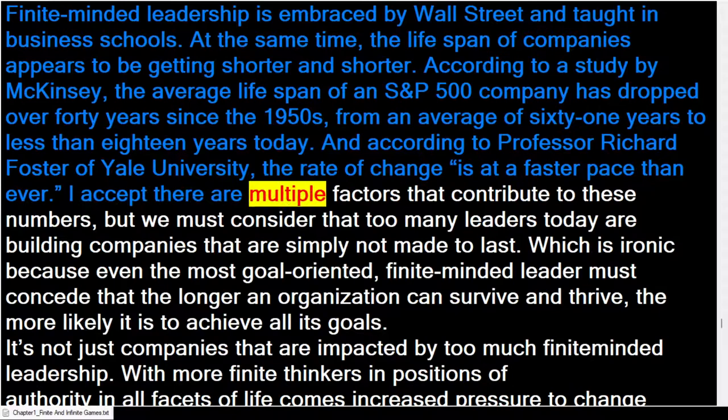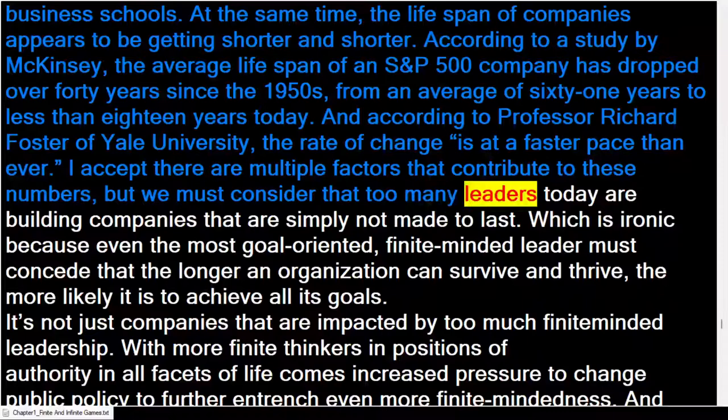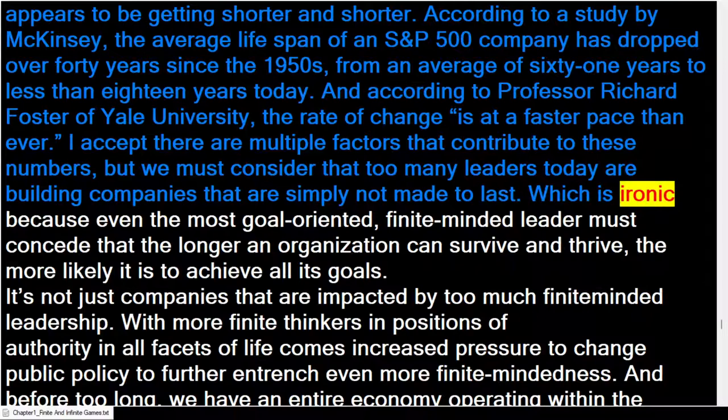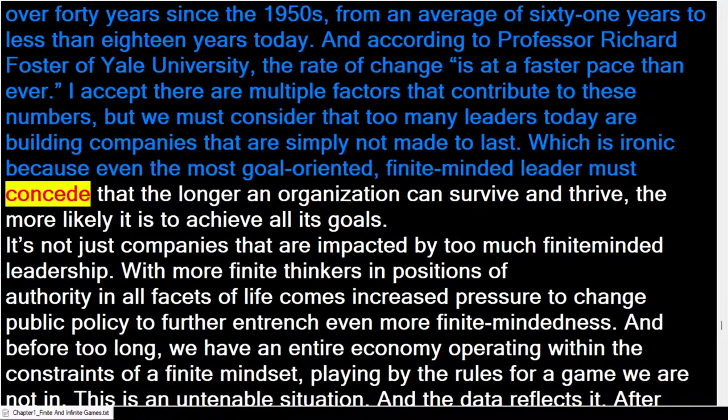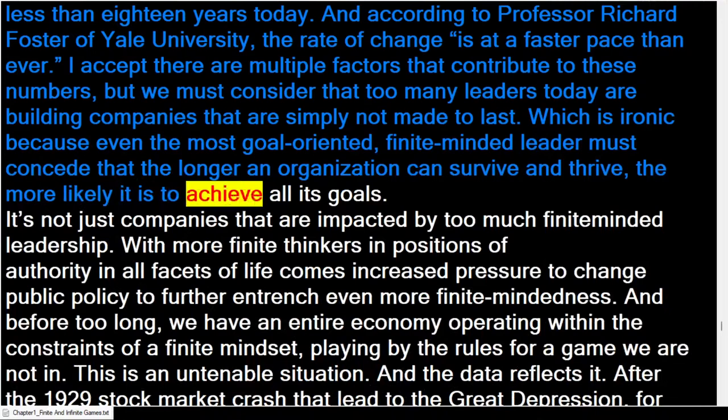I accept there are multiple factors that contribute to these numbers, but we must consider that too many leaders today are building companies that are simply not made to last. Which is ironic, because even the most goal-oriented, finite-minded leader must concede that the longer an organization can survive and thrive, the more likely it is to achieve all its goals.